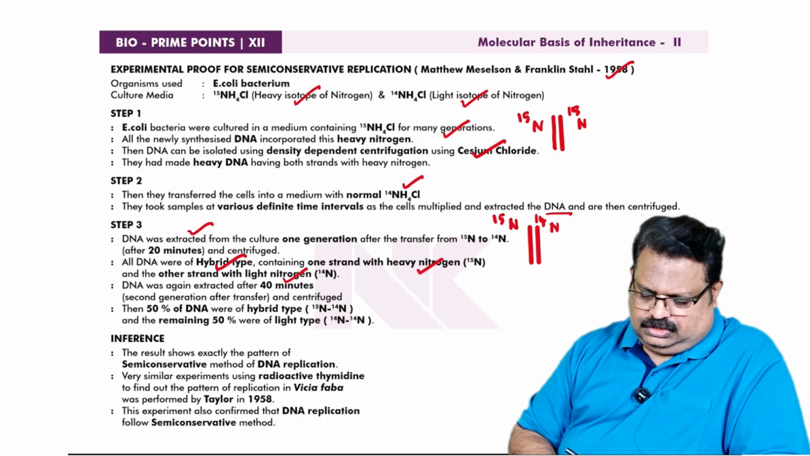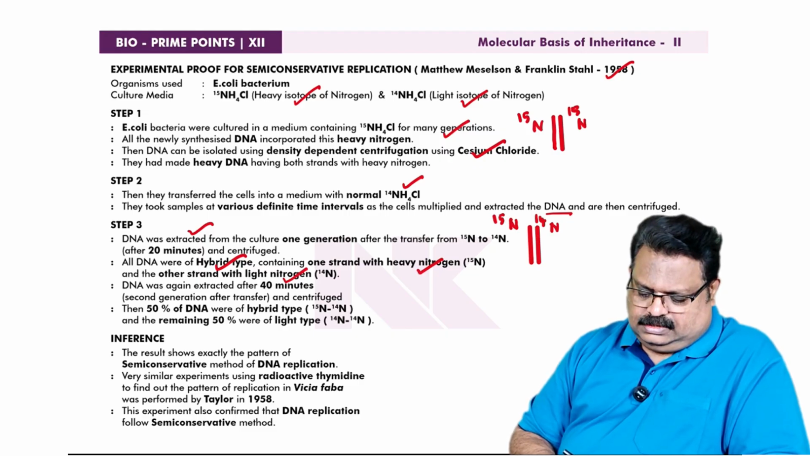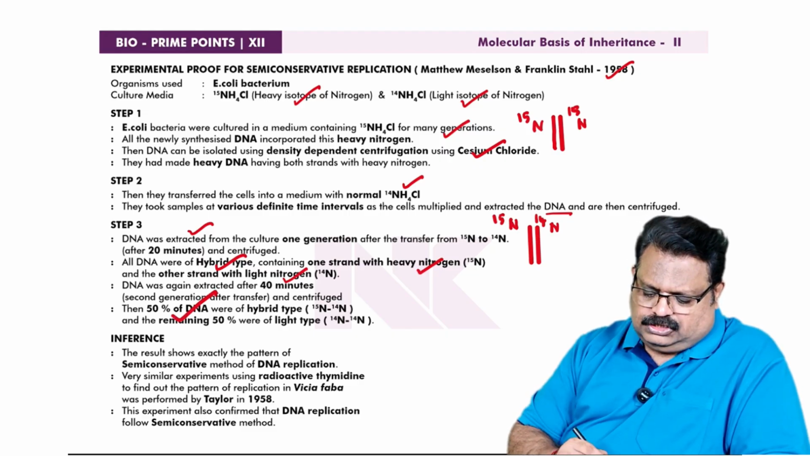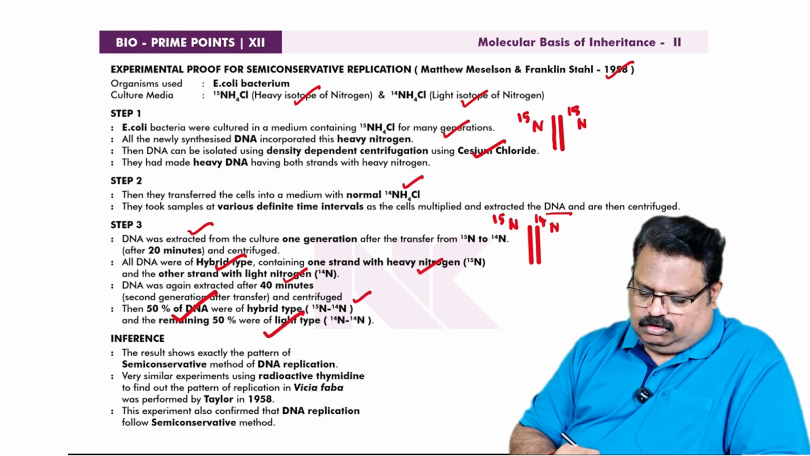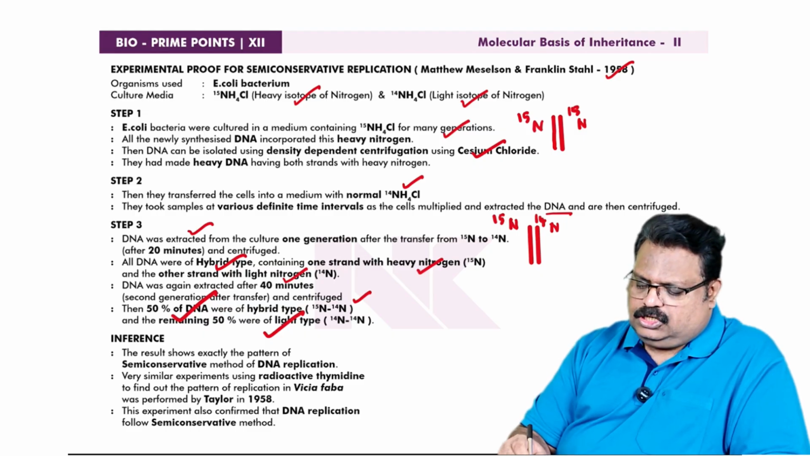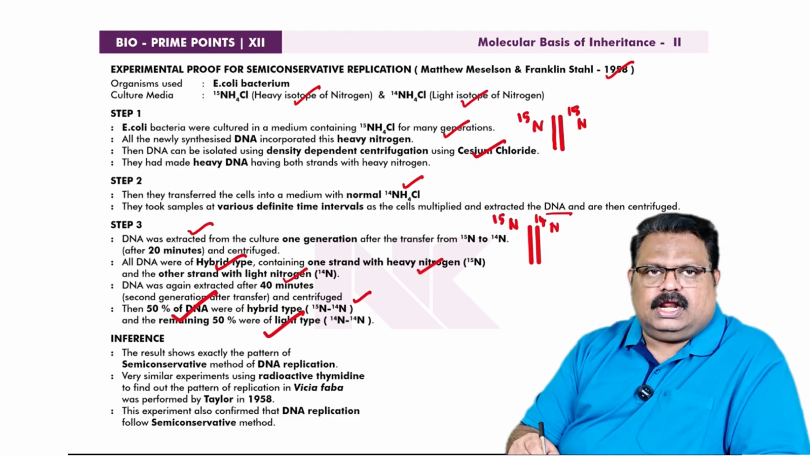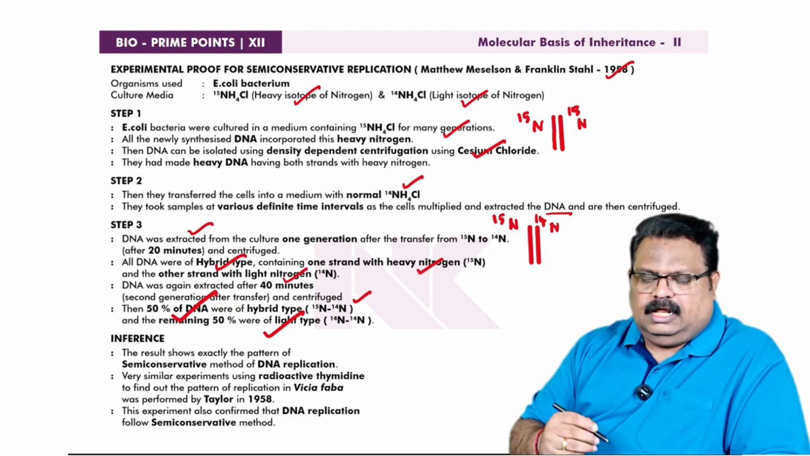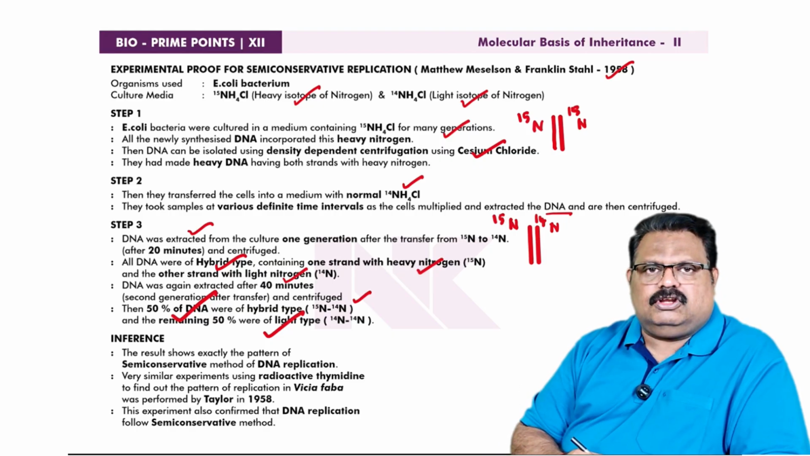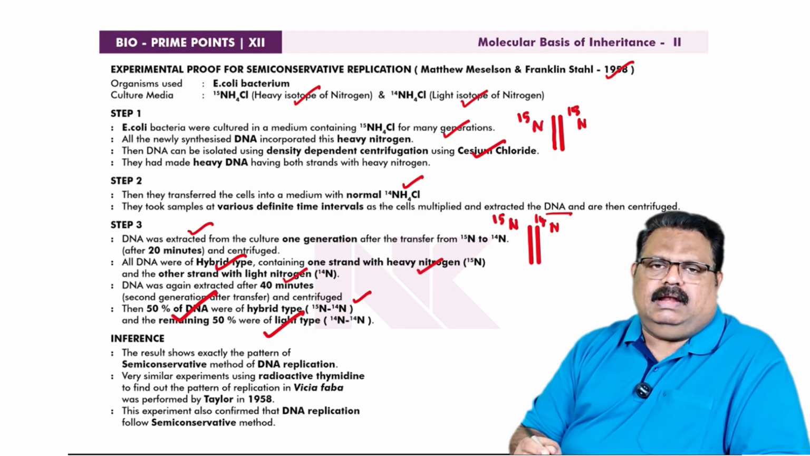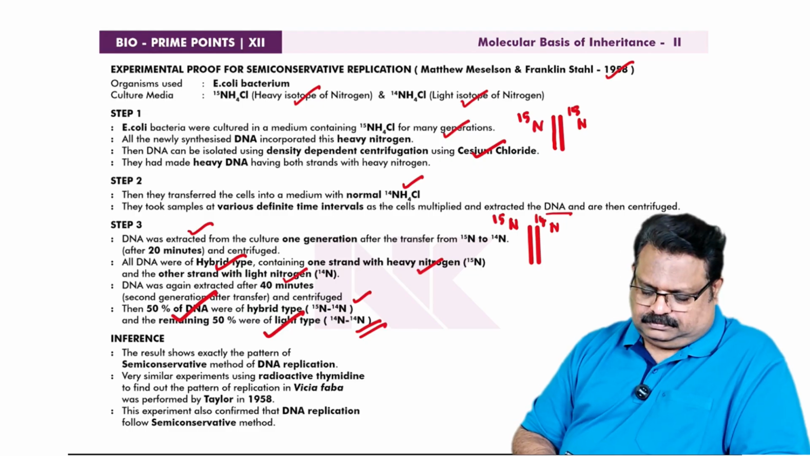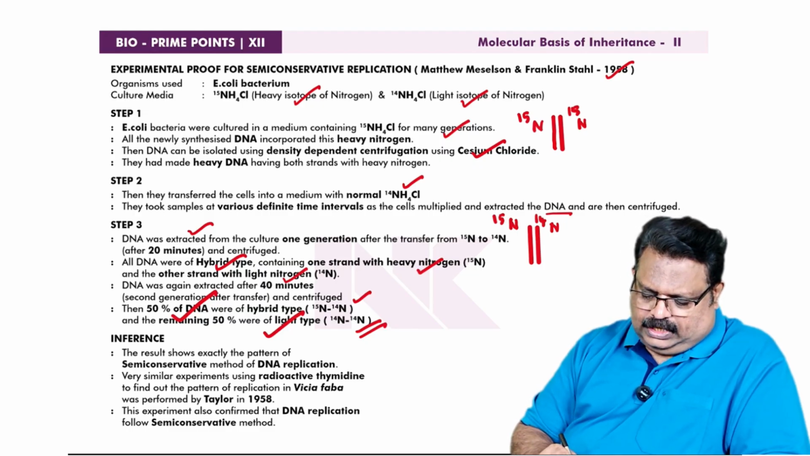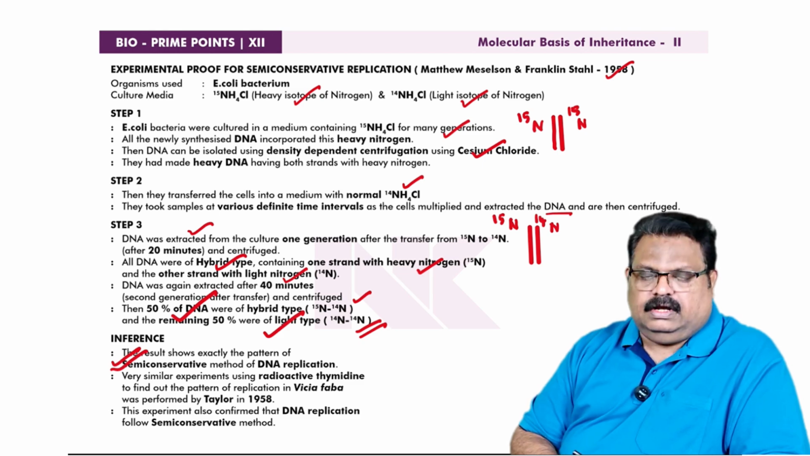Then after 40 minutes, the second generation is isolated and centrifuged. 50% of DNA were hybrid, that means N15, N14, and the remaining 50% will be light type. That means the mother DNA has one strand N15, one strand N14. To the N15 strand, an N14 strand is added. That means that becomes hybrid. To the N14 strand, another N14 strand is added, so that becomes light. That is why 50% is hybrid and 50% is light. So the result shows exactly the pattern of semi-conservative DNA replication.